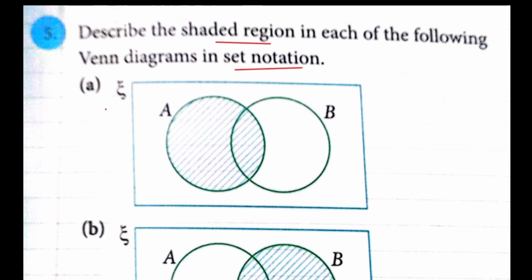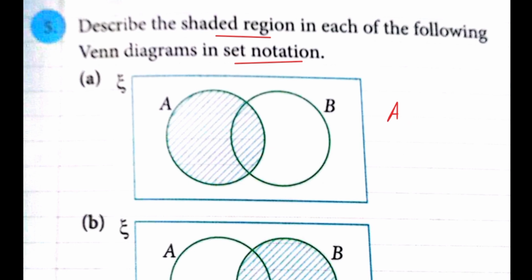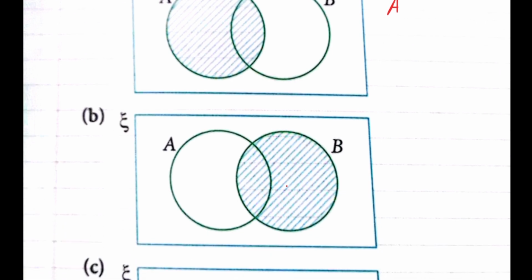this is the first Venn diagram. In this diagram, you can see there are two intersecting sets, set A and set B, and only set A is shaded. So the set notation for this Venn diagram is simply the set A. So its answer is set A. Similarly, in part B, you can see the only set that is shaded here is the set B. So its answer is simply B.